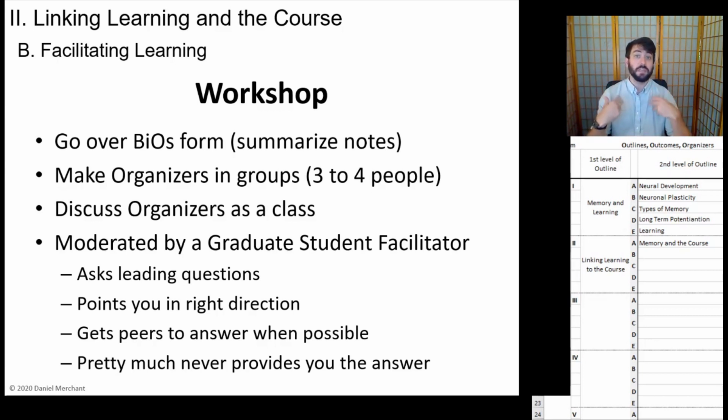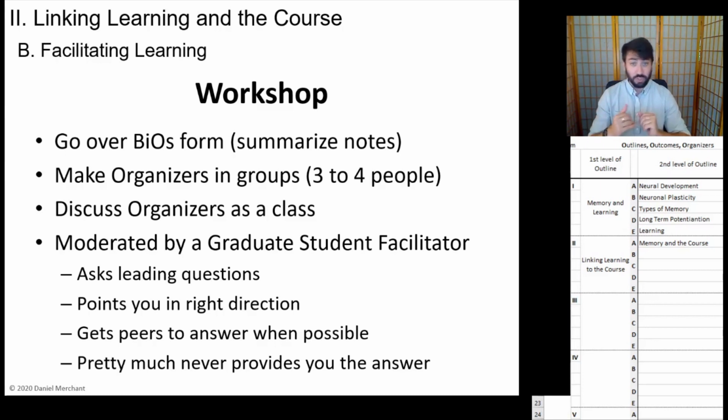Now, all of this is being moderated by a graduate student facilitator who could also be considered your TA or teaching assistant, right? Now, the reason I'm being particular in calling them a facilitator is that their goal there is to facilitate your learning, right? So they're going to ask you leading questions. They're going to point you in the right direction of where you can find the answer, or maybe even get your peers to answer for you or for the class, right? They're trying to get you guys to do as much of the learning as possible. You can almost guarantee they're never going to provide you the answer.